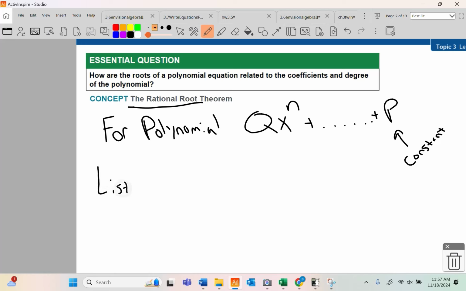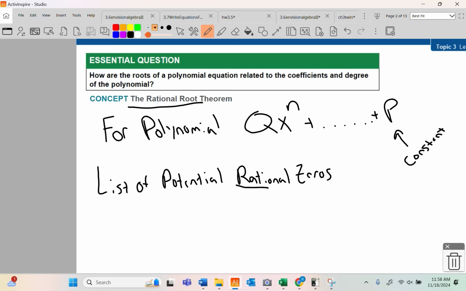The list of potential. What's potential mean? Yeah, all possible. Maybes. List of potential rational zeros. Rational, think ratio. Just means a fraction. Fractions can be a lot of things. Is 4 a fraction? Yeah. Yeah, why? 4 over 1 is 4 over 1. Everything can be a fraction.